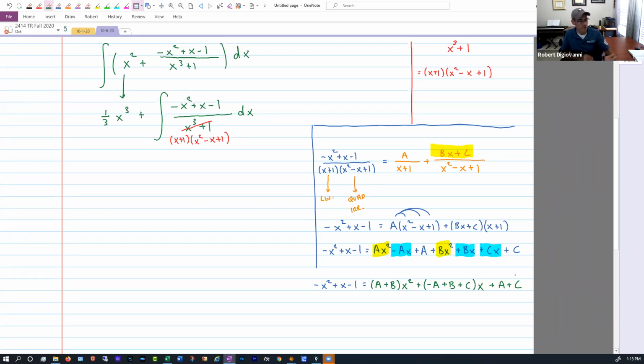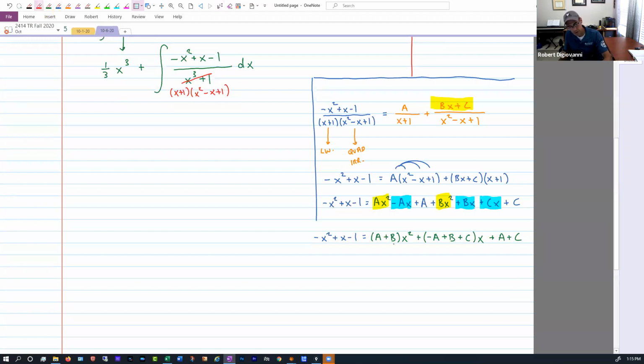And now we just match the coefficients. So I know that a plus b has to match up with the number in front of x squared, so a plus b has to be negative 1. I know that negative a plus b plus c has to be equal to the number in front of x, which is a 1. You just interrupt me if you have a question. So negative a plus b plus c equals 1. And I know that a plus c has to be that number, so a plus c must be negative 1.